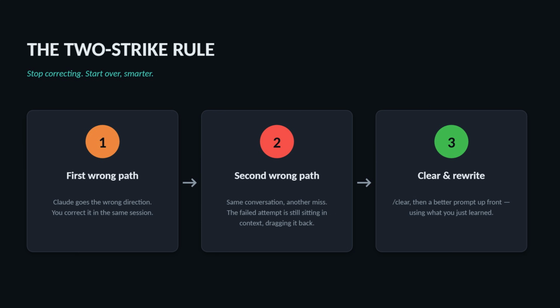One more pattern worth stealing because it saved me more than once. The two-strike rule. If Claude gets down the wrong path and you correct it and it goes down the wrong path again, don't keep piling corrections onto that same conversation. At that point, the failed attempt is sitting right there in the context and it'll keep dragging Claude back towards it. Just clear and write a better prompt up front using what you just learned. It feels slower in the moment, but it's actually faster in the long run.